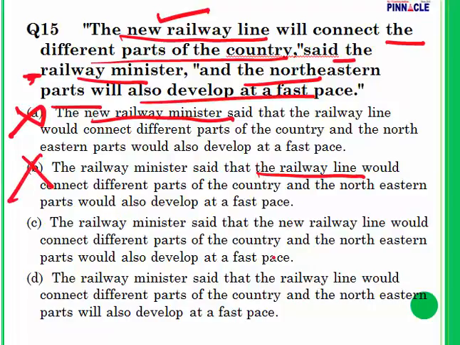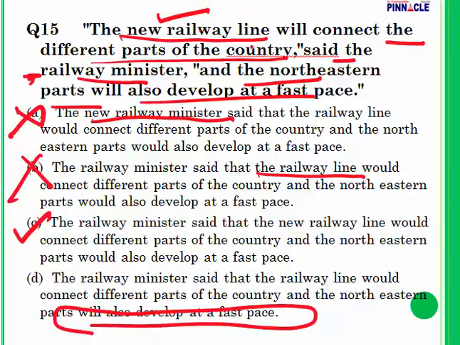Then let's take a look at part C. The railway minister said that the new railway line would connect different parts of the country, and the northeastern parts would also develop at a fast pace. This could be an answer. Part D: the railway minister said that the railway line would connect different parts of the country, and the northeastern parts will also develop at a fast pace.